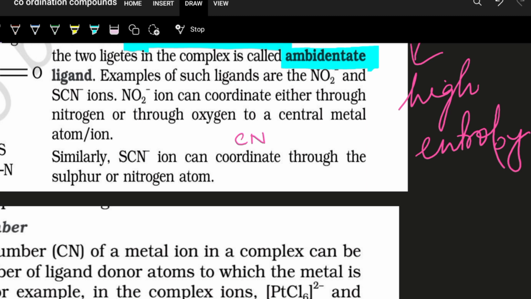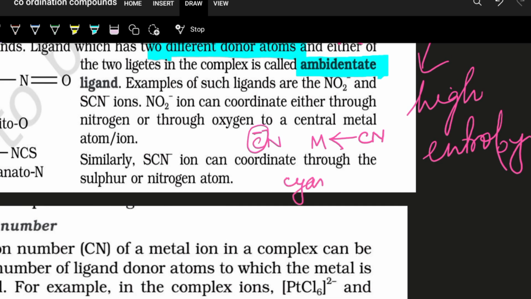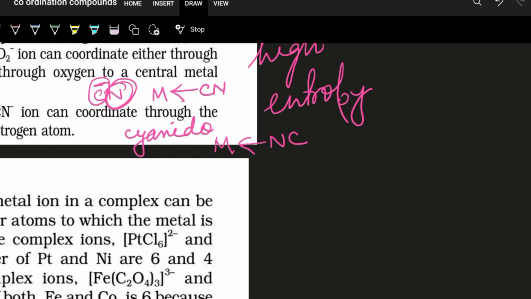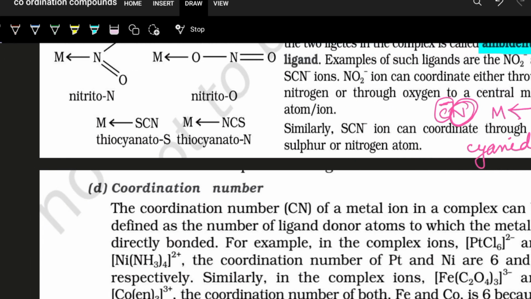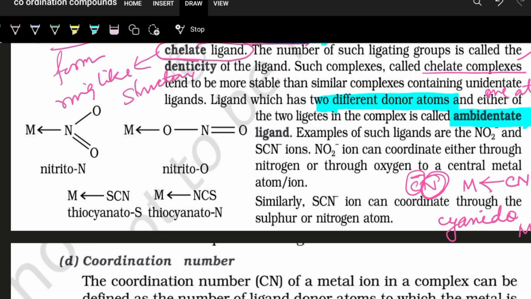So that is the reason, on account of resonating forms, like if I say CN minus, in one of the structures carbon gets the negative charge and there is a bond between the metal atom and CN, and it can be named as cyanido as a ligand when carbon is acting as the donor. In another resonating form, the nitrogen will act as the donor because the negative charge will reside over the nitrogen and it will bond as NC with the central metal atom or ion, and it will be named as isocyanide.